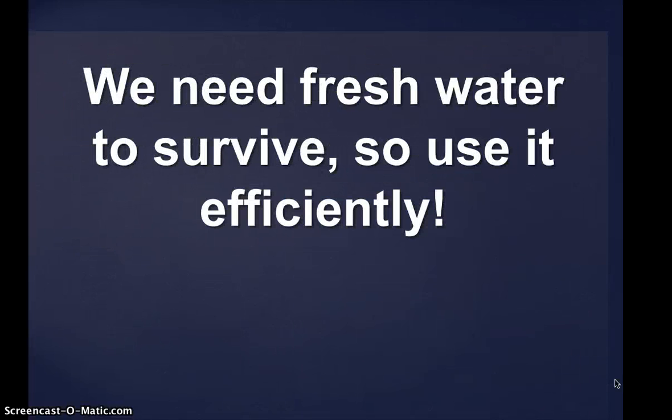Okay, finally, we need water to survive every day, so use it efficiently, and from this point on, the cycle will just start over and continue to repeat itself over and over.